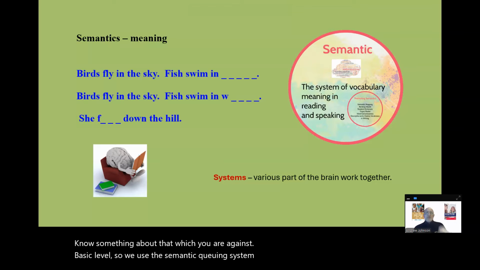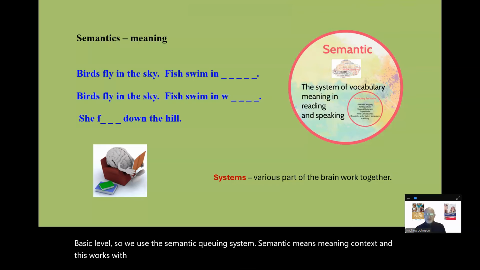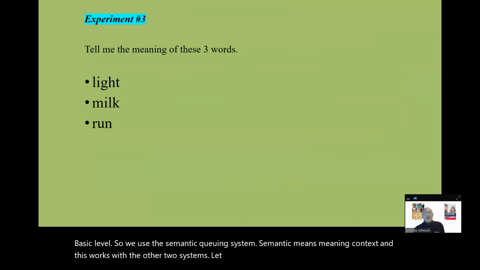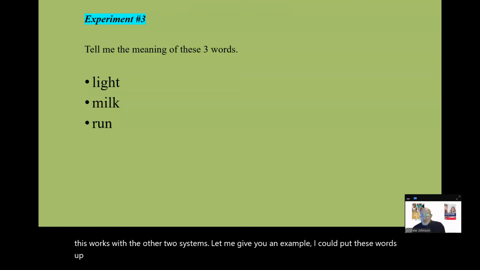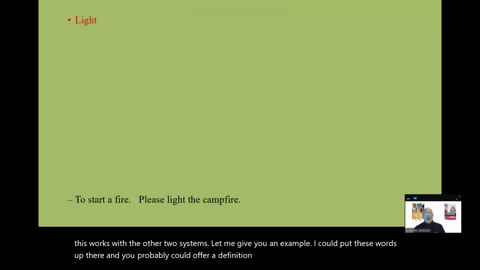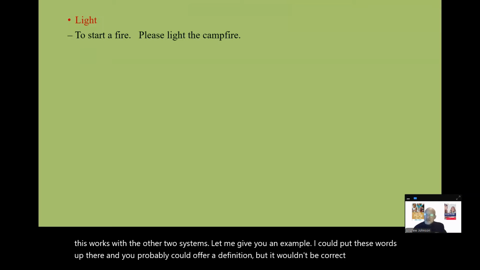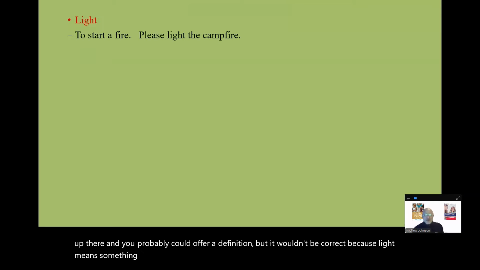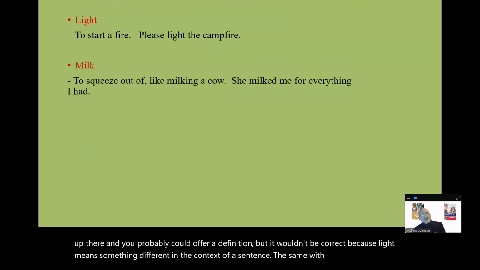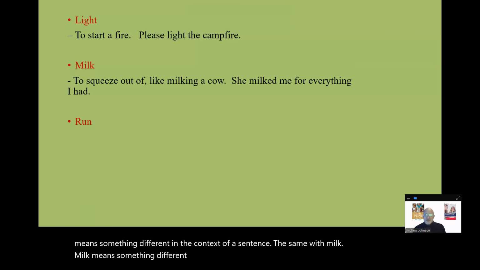Semantic means meaning, context, and this works with the other two systems. Let me give you an example. I could put these words up there, and you probably could offer a definition, but it wouldn't be correct because light means something different in the context of a sentence. The same with milk. Milk means something different, and run means something different. Okay?